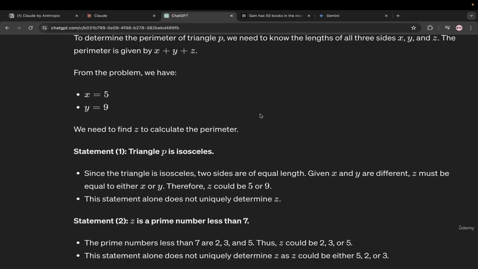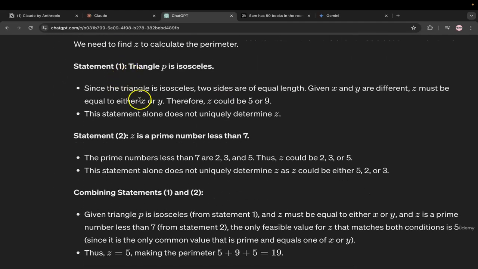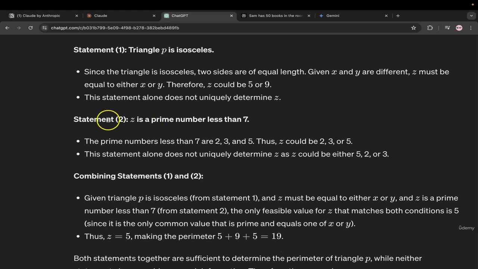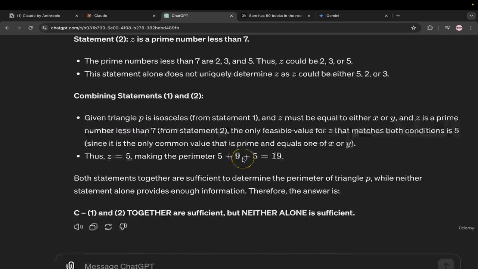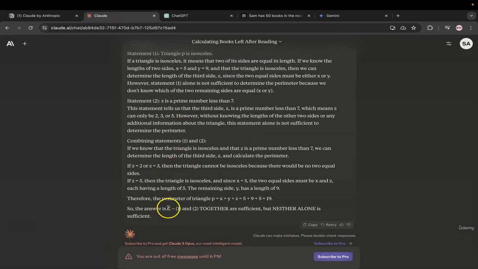Now let's see what GPT gives us. GPT goes through the calculation the same way I did. Statement 1 alone does not uniquely determine z. Statement 2 alone does not uniquely determine z. Combining statements, z is equal to 5. So C is the answer: 1 and 2 together are sufficient, but neither alone is. GPT got it right. Now if we look at Bard, it also reached the same conclusion. C, 1 and 2 together are sufficient, but neither alone is sufficient.